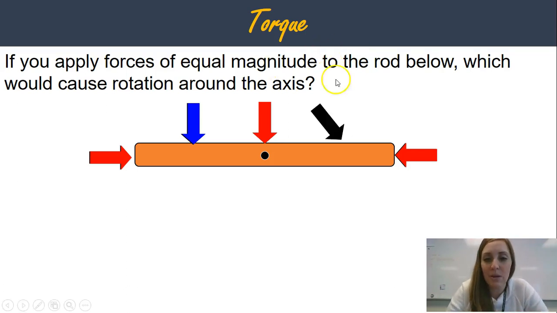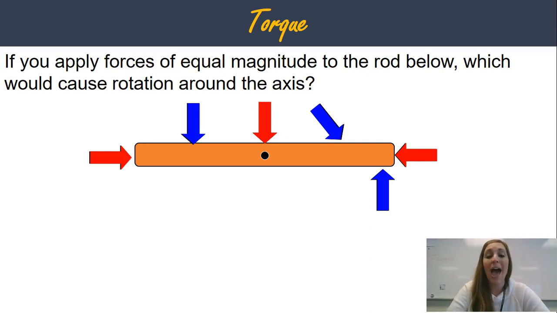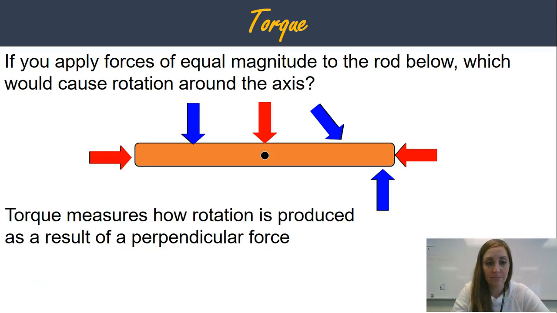All right, so how about this one? Will this make the rod spin? So if you push it at that angle, yeah, it's going to spin. And what about at the very edge? Yep, that's going to make it spin as well. So out of these forces, only the blue ones are going to cause rotation. And that is called having torque.